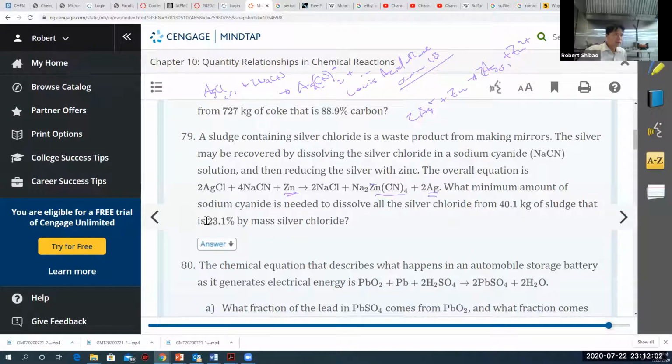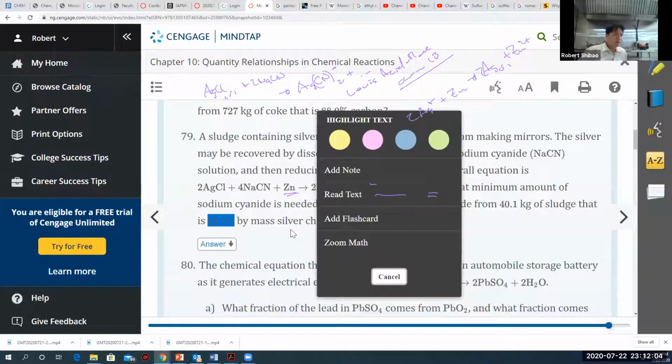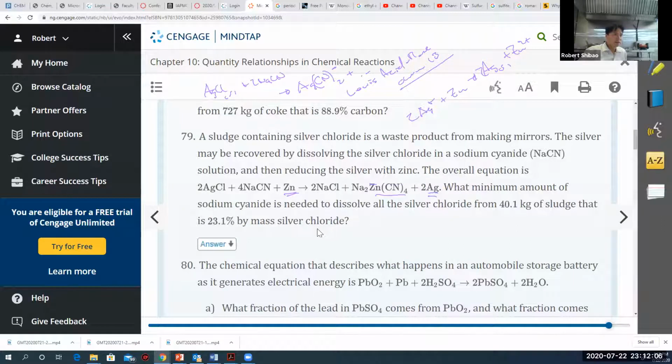That is 23.1% by mass silver chloride. So what they're giving us is, they aren't giving us kilograms of silver chloride. They're giving us kilograms of sludge. All right, so what we have to do here is, that sludge is a mixture. And so we go from 40.1 kilograms of sludge.